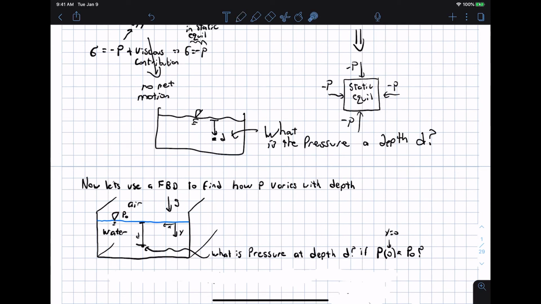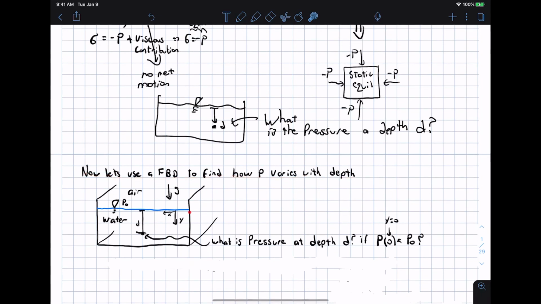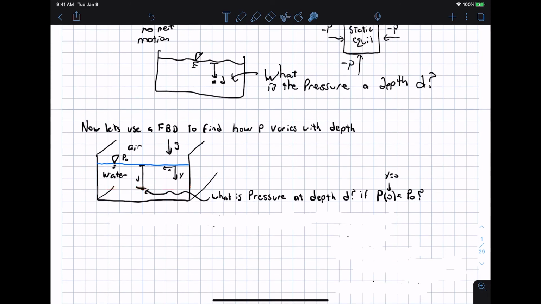We can actually use a simple free body diagram. What we're going to do is take the tank and do a free body diagram of the forces on an element that basically encompasses the entire tank, up to depth d. The element is going to start at the surface of the water, where we know that the pressure is atmospheric pressure, and the bottom of it is going to be at our depth d. And we can analyze static equilibrium to find the pressure at depth d.